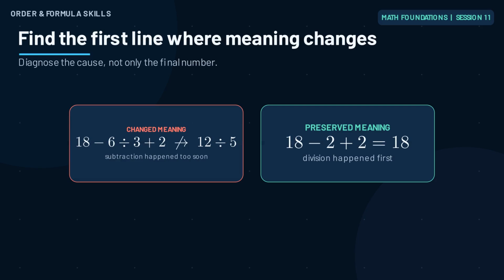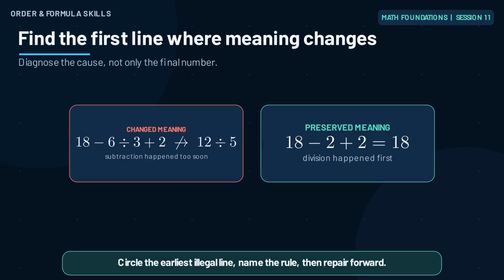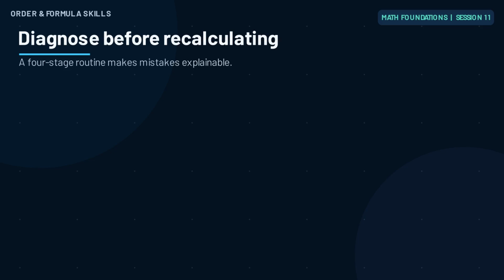Do not criticize every later line. Later arithmetic may be consistent with the first mistake. Circle the earliest changed meaning, name the violated rule, and repair from there. This turns a mistake into useful evidence. Use a 4-stage diagnosis instead of restarting the entire problem blindly.